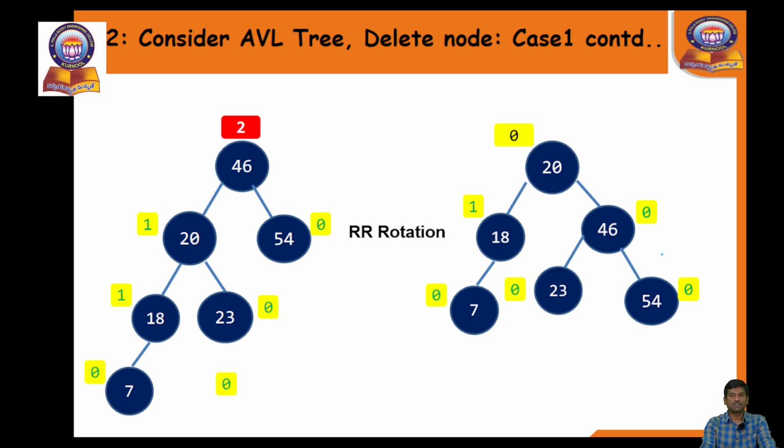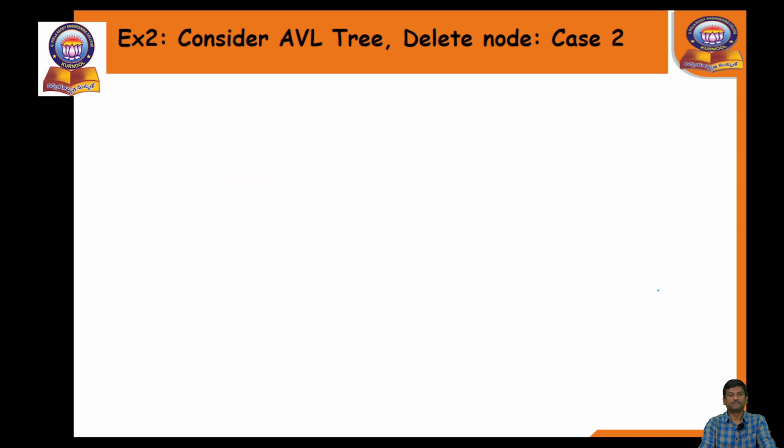And check the balance factor at every kind of the node. So the balance factor of the nodes will be within the range. It may be either -1 or 0 or 1. That is how we can say this is an AVL tree.